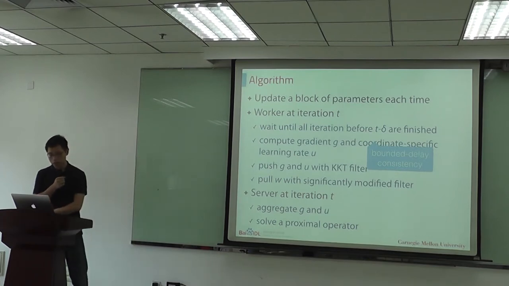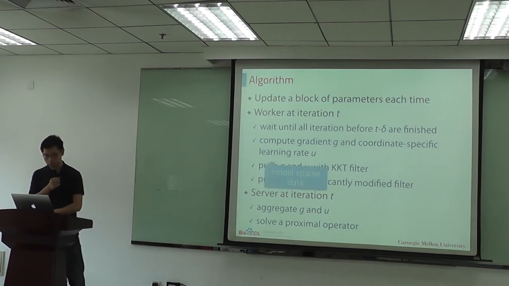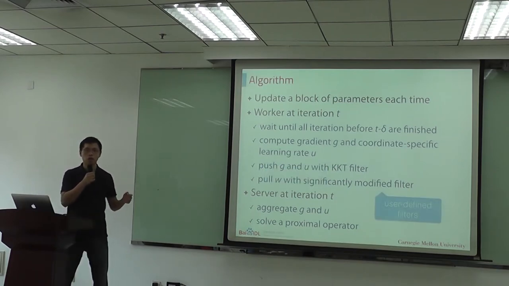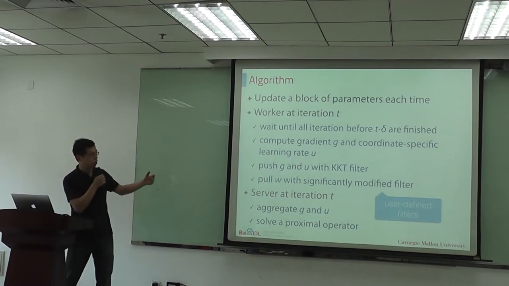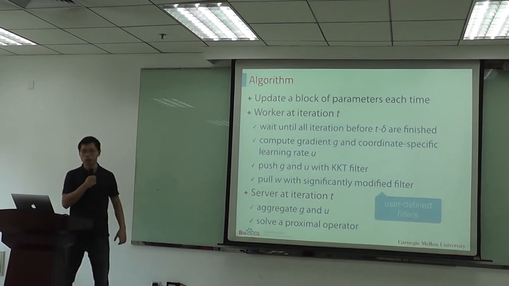Next, you compute the gradient and also some coordinate-based typical linearity, so it's modeling the sparse data. Next, you only send the gradient or the linearity that you guarantee is not going to be changed, to the server. So it's a filter. You reduce the amount of data you want to send.